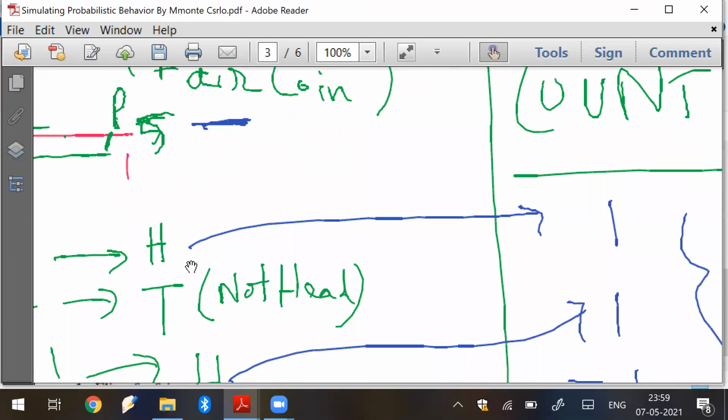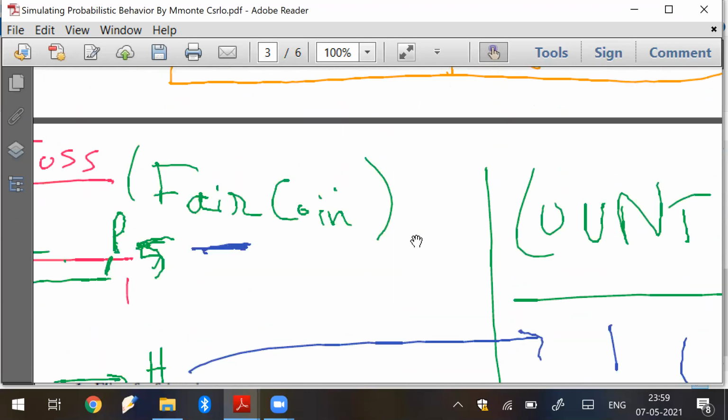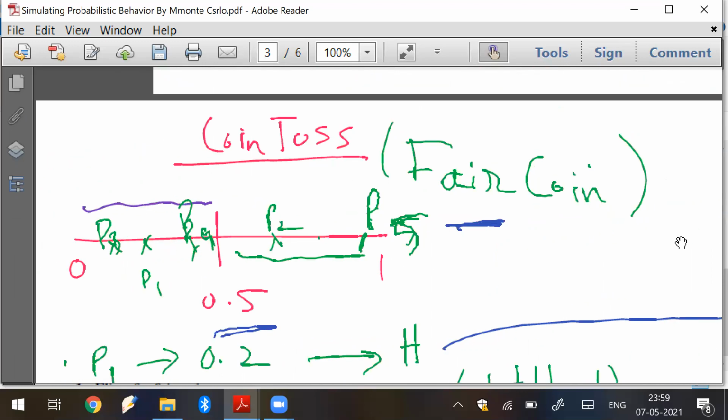Suppose I have got this P1 as first. I am just considering another count: I will count the number of heads you are getting. Suppose I repeat this random number generation 1,000 times. Out of 1,000 times, how many times are you getting the head? That means how many times the random number you are generating falls within 0 to 0.5. That count divided by the total number of tries, 1,000, will give you the probability of getting a head.